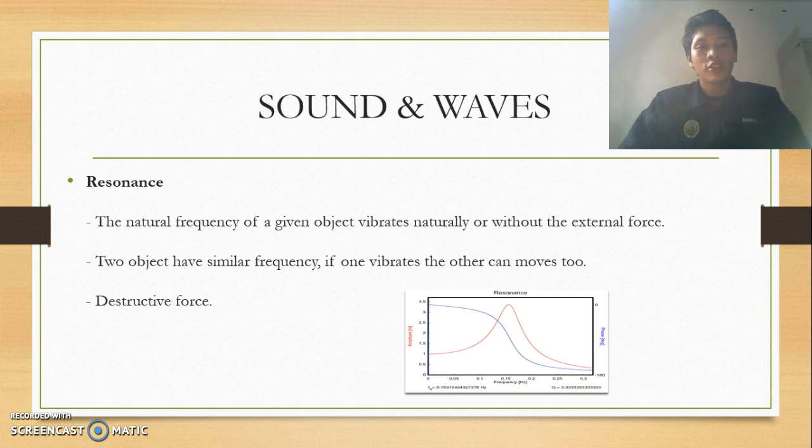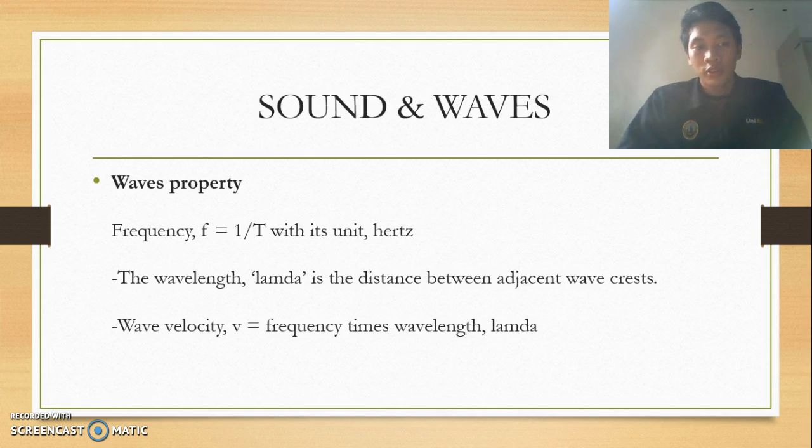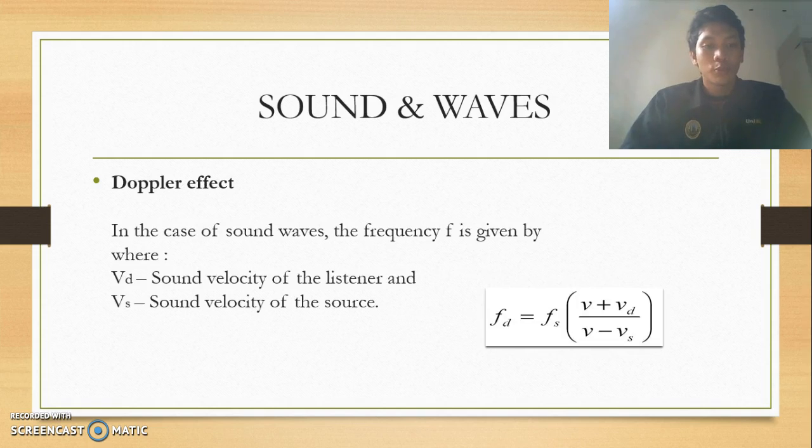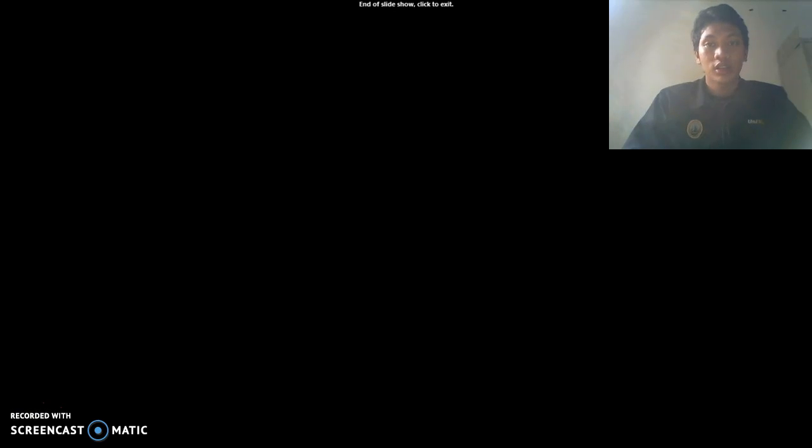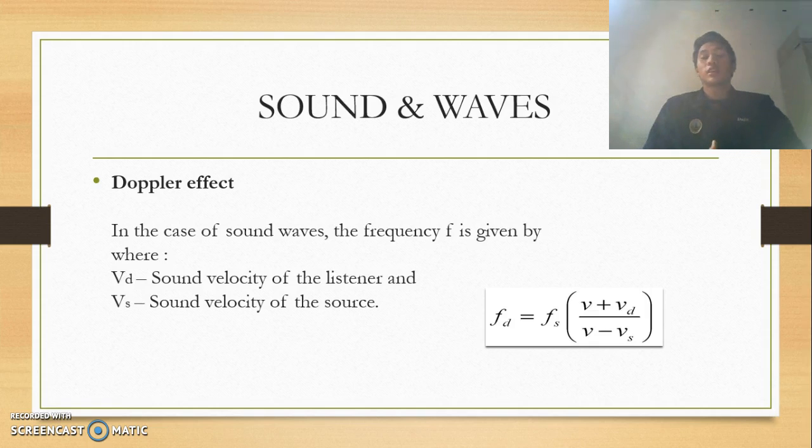Resonance. The natural frequency is the frequency at which a given object vibrates naturally, without an external force. If two objects have a similar frequency and one vibrates, the other can be moved too, which can be a destructive force. Wave properties: you can see frequency and the Doppler effect. In the case of sound waves, the frequency is given by the rest frequency, the sound velocity of the listener, and the sound velocity of the source. Okay, we are done here.